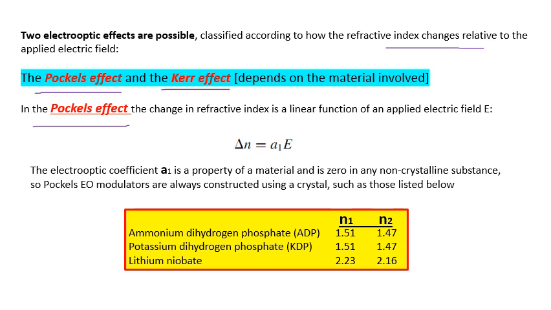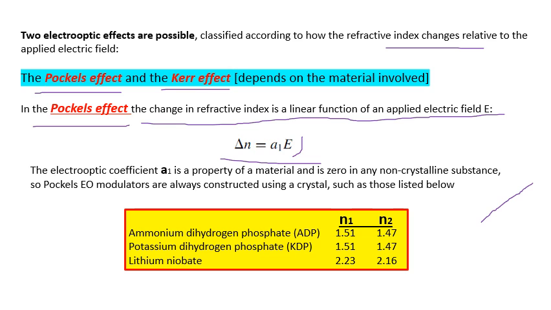So what is written here now? In the Pockels cell, the change in refractive index is a linear function of the applied electric field. When you apply the electric field, the refractive index changes linearly. If you draw this equation, delta n is the change in refractive index, A is a coefficient called the electro-optic coefficient, and E is the electric field.